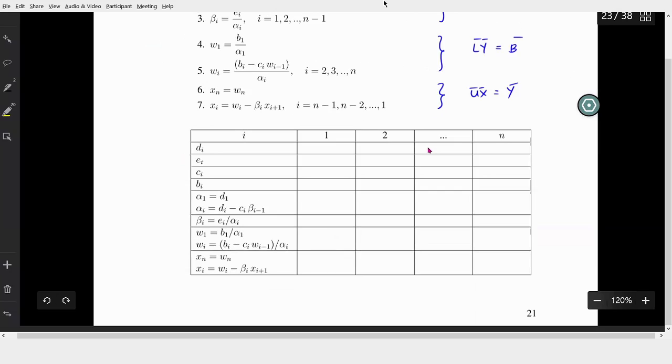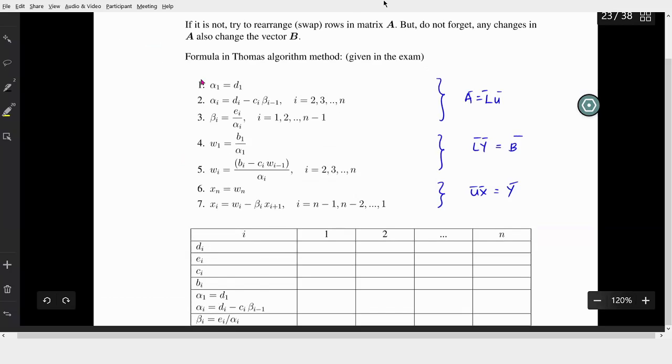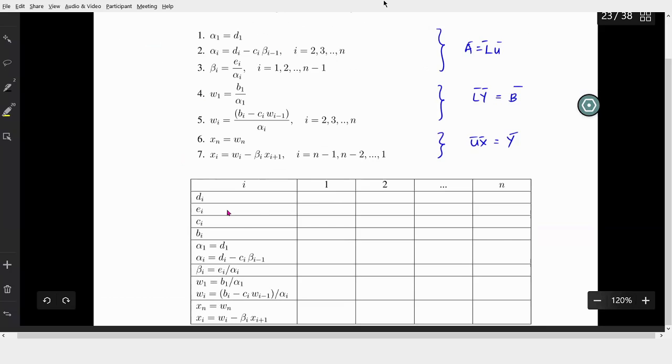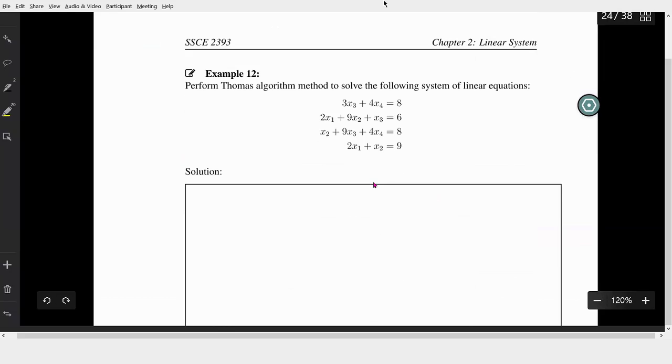So what I suggest you in the exam is to form this table so that it is easier for you to put all the values. You look at the list of formula. In the list of formula, it is given in point form like this, 1, 2, 3, and so on. But I would suggest that on your paper, you form this kind of table, so that it is easier this way, and easier for me to mark as well. That is the important thing. Alright, so I'm going to go straight to example 12 to illustrate the process.